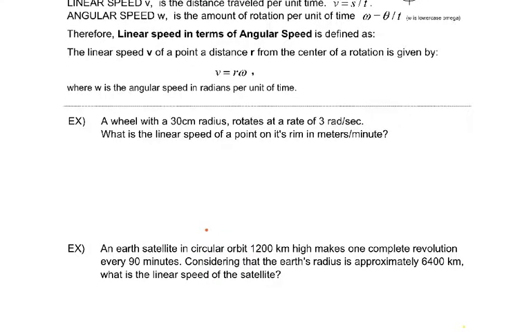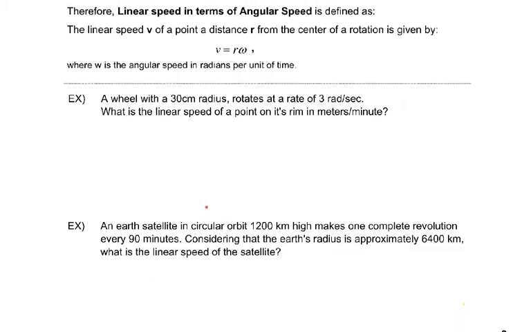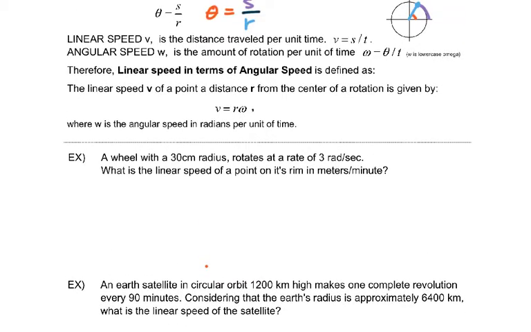The first example, we have a wheel with a 30 centimeter radius rotating at a rate of 3 radians per second. What is the linear speed of a point on its rim in meters per minute? All right, so a couple of things that we need to pay attention to here. We've got centimeters, meters per minute, and 3 radians per second. So we've got lots of different units going on. Since the question wants the answer in meters per minute, I'm going to convert everything into that measurement.